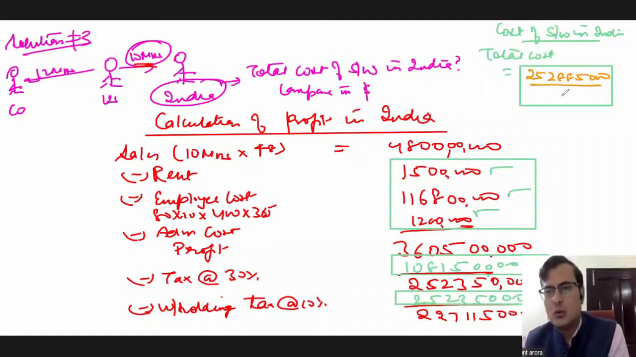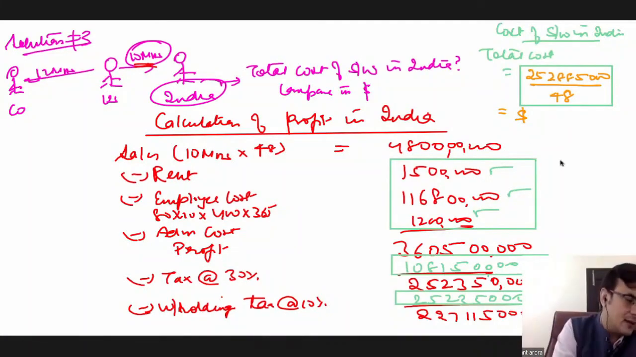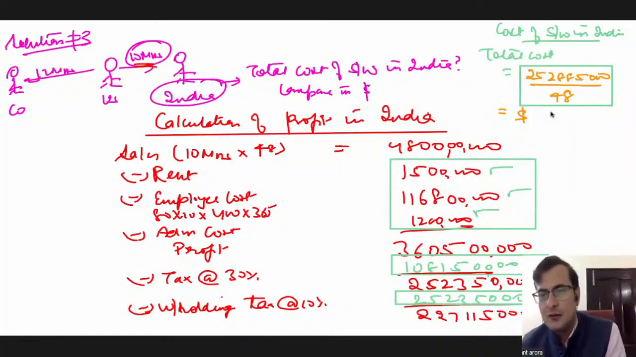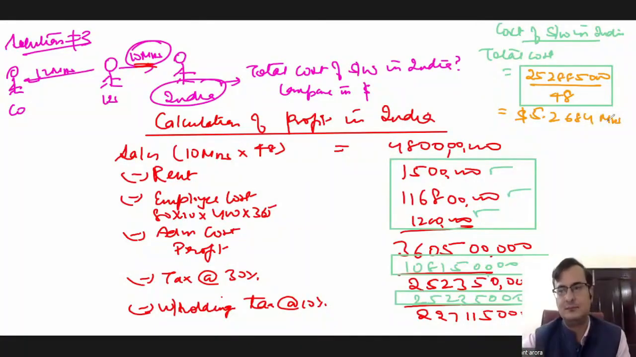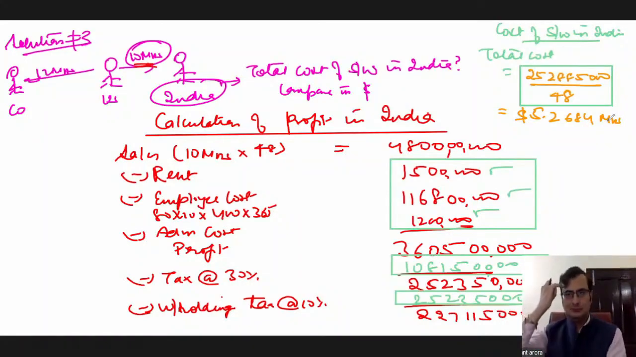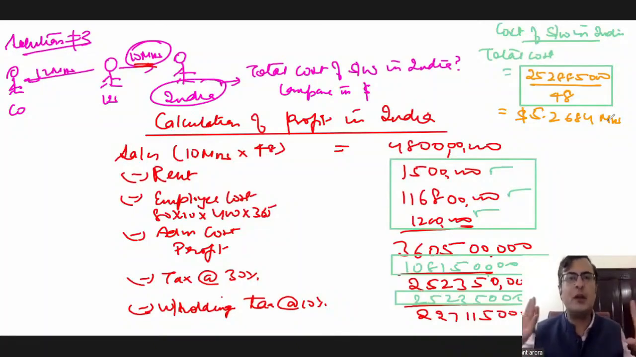Okay, sir. And this whole divided by 48, the dollar rate. So the price will come in dollars. That's the logic of doing that. Okay, divided by 48. So their costing becomes 5.2684 millions. Okay, ji, is it clear? So they are getting at a cost of only 5 millions from US. They are getting the cost of making from India only at 5.28.